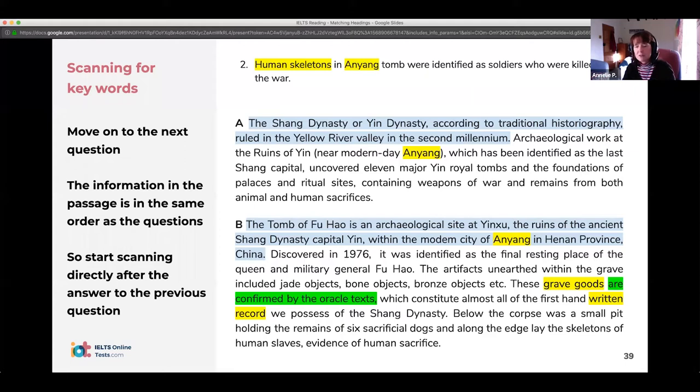So can we find our other key word there at the bottom? Okay, very good. Sweater skeletons of human slaves. Yeah, we've also got things like resting place. So we know we're in the right area now. So look at the other keywords. We've got soldiers killed in the war. What have we got down in the text? Okay, we've got slaves. And how were the slaves killed? This guy's got it. Human sacrifice. Okay, so is this the same information or is it contradictory information?